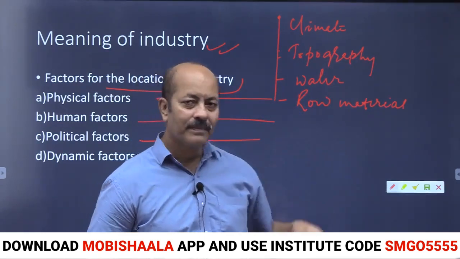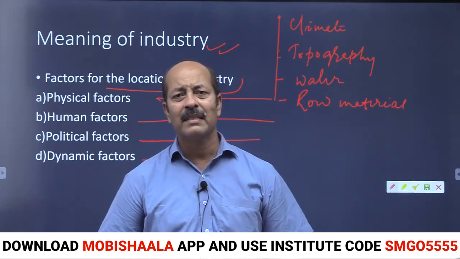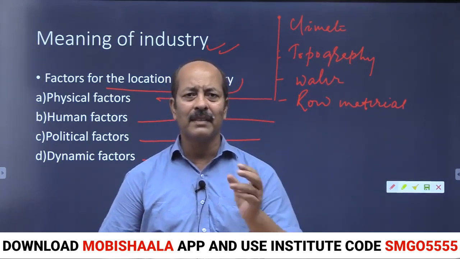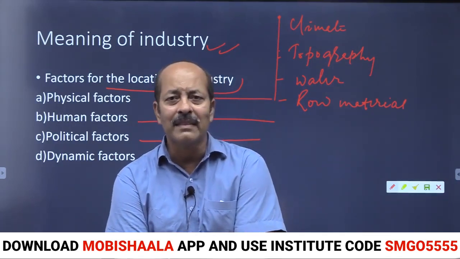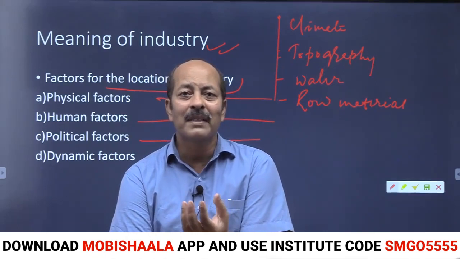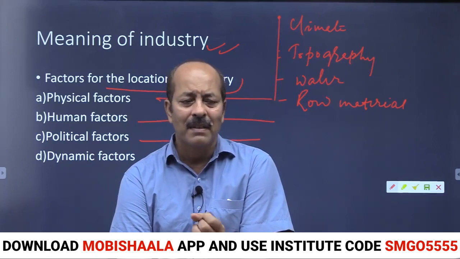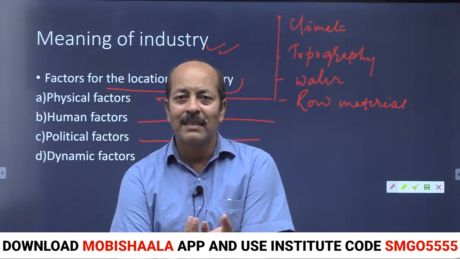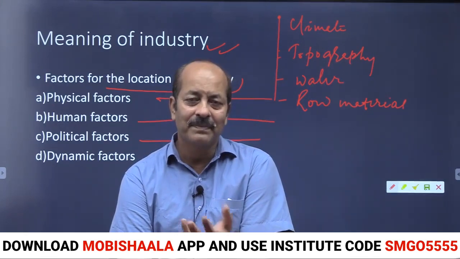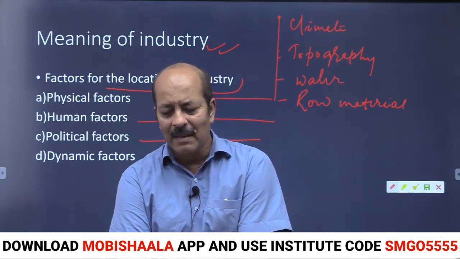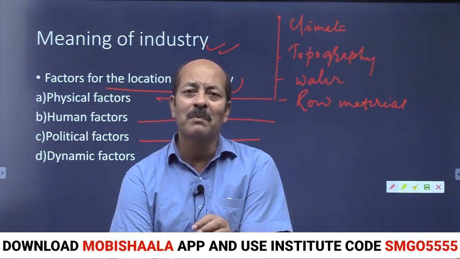Now the fourth one, raw material. We will also emphasize the importance and significance of raw material. There are different types of raw material, which students will discuss in Weber's concept. One is weight losing raw material, one is weight gaining raw material, one is ubiquitous raw material. Different types of raw materials are there. But in general, industries are located close to the raw material area.